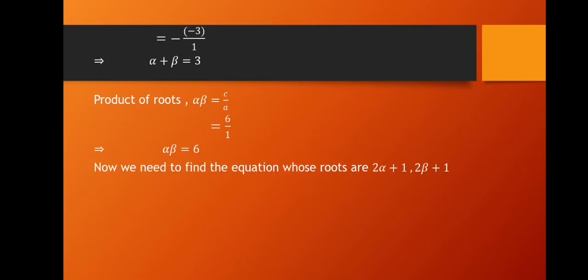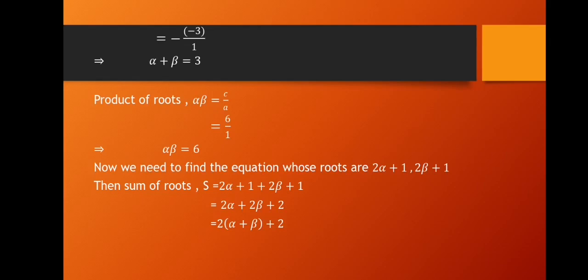Now we need to find out the equation whose roots are 2 alpha plus 1 and 2 beta plus 1. For this, we will have to find out the sum of these roots and the product of these roots. First we find out the sum of these two roots. So let's start adding these two roots. Sum of roots s is equal to 2 alpha plus 1 plus 2 beta plus 1. It will be 2 alpha plus 2 beta plus 2. While taking 2 out as a common factor, we will be left with alpha plus beta inside the bracket.